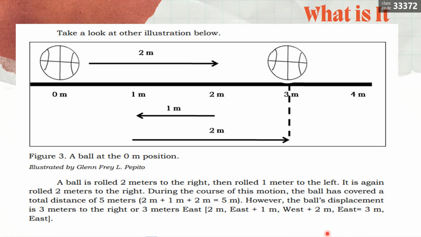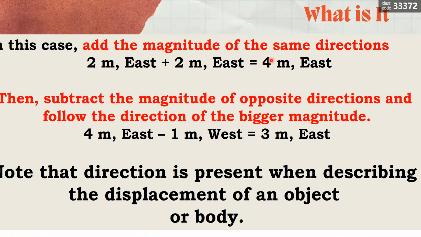However, the ball's displacement is 3 meters to the right, or 3 meters east. This is 2 meters east plus 1 meter west, then 2 meters east, equals 3 meters east. In this case, add the magnitude of the same directions. We have 2 meters east plus 2 meters east equals 4 meters east. So these are all bound to the east.